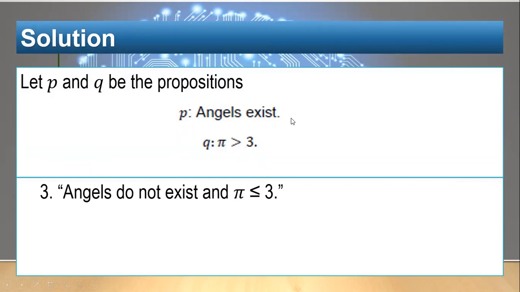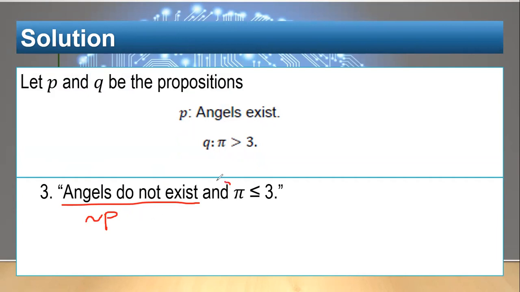So how about we convert the given sentence into symbols naman. So angels do not exist and pi is less than or equal to 3. So angels do not exist. Meron na ba tayong nakita dito? So ang nakalagay natin is angels exist. So inegate natin yung P para maging not siya.